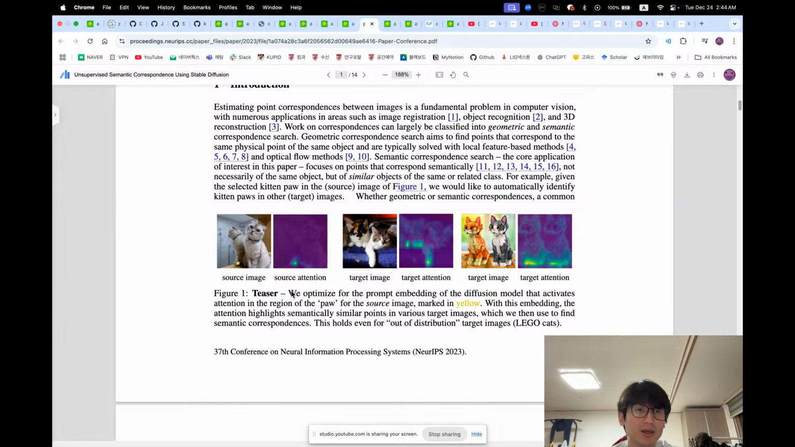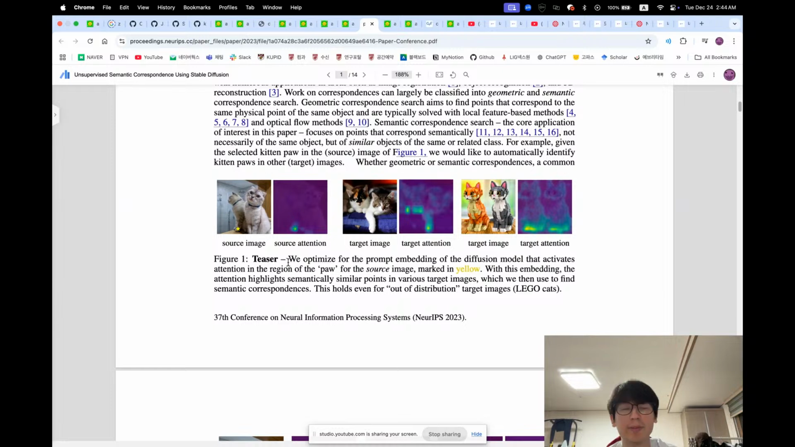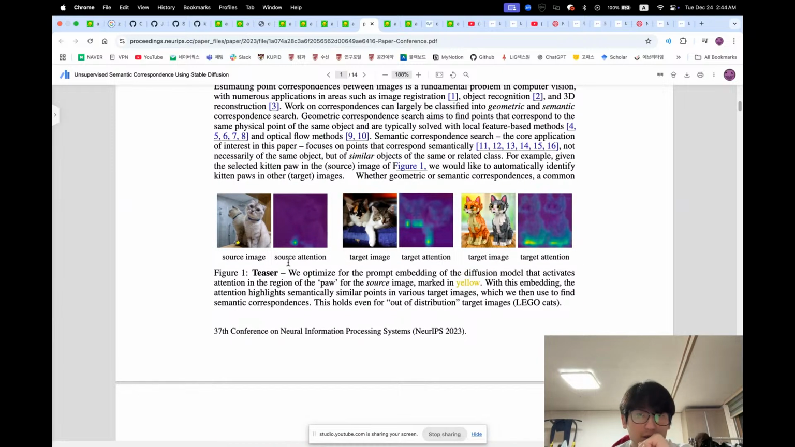Okay, so the teaser image: we optimize for the prompt embedding of the diffusion model that activates attention in the region of the paw for the source image, marked in yellow. With this embedding, the attention highlights semantically similar regions in various target images. So this holds even for out-of-distribution targets, like a target image in a different style.